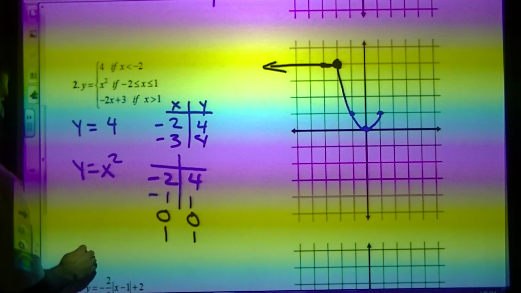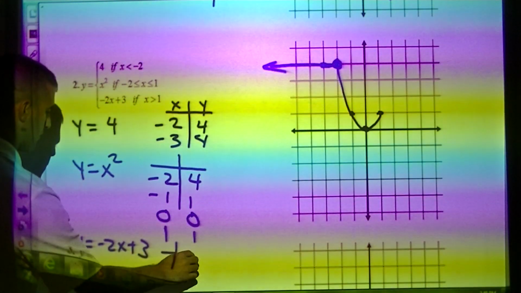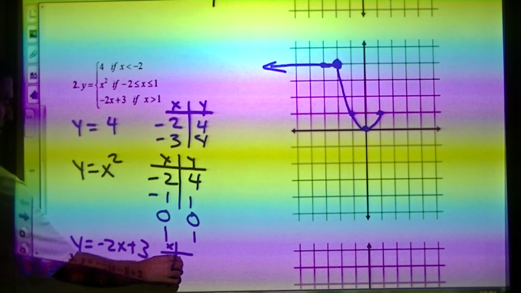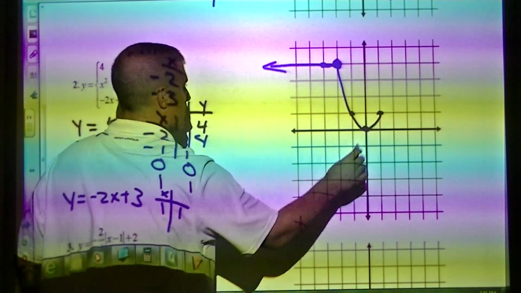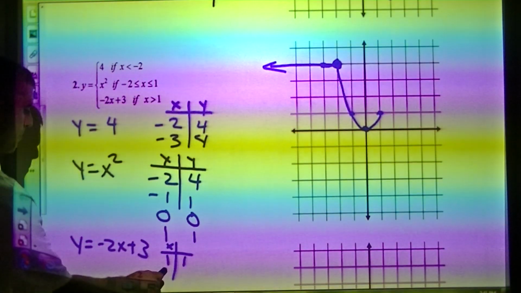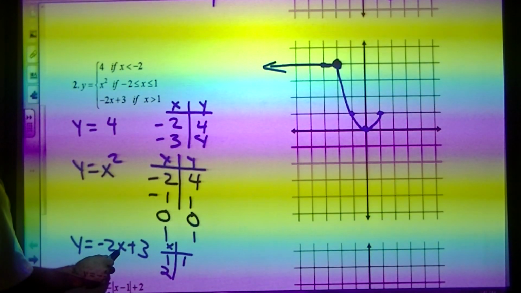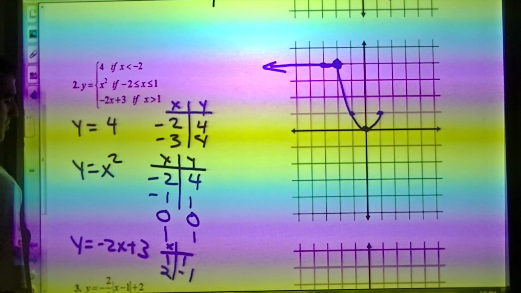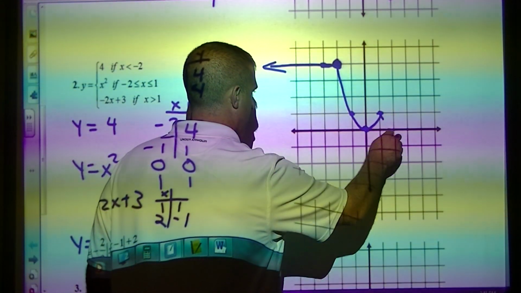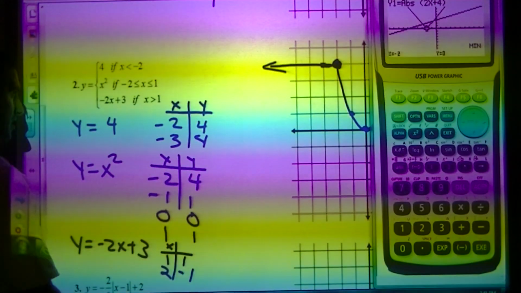Now I'm going to go to this last function, negative 2x plus 3. It's going to start at 1. If I put 1 in for x, I'm going to get 1. So that's 1 over, 1 up. Good, it's still that point. And then I'm going to choose one more point: 2. If I put 2 in there, negative 2 times 2 would be negative 4, plus 3 would be negative 1. So 2 over, negative 1 down. And I'm just going to draw my line like that to show that last calculation.